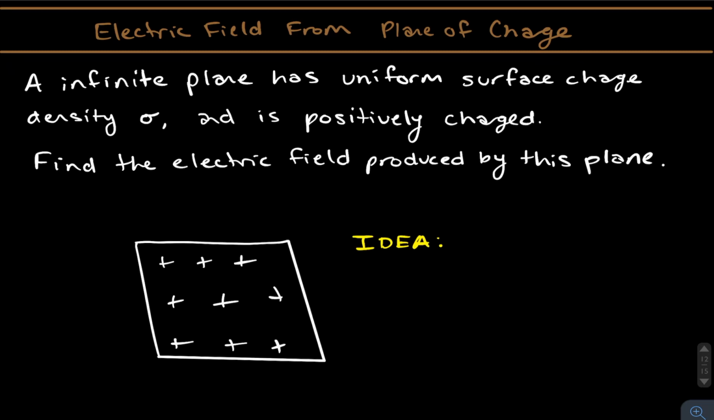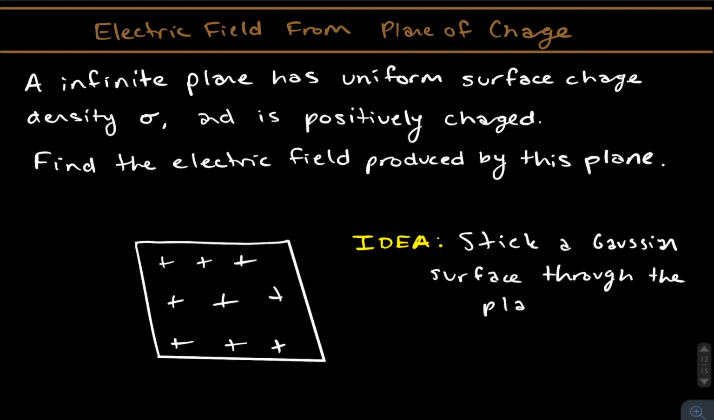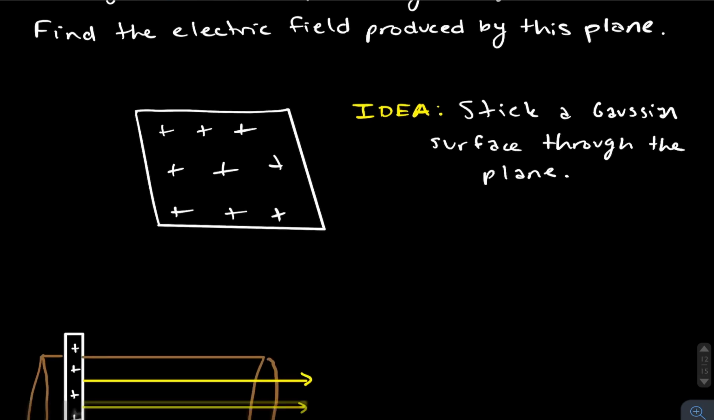Find the electric field produced by this plane. Okay, so here's our plane right here, and here's the idea of what we're about to do. We're actually going to end up sticking a Gaussian surface through this plane. We're going to be sticking a cylinder through this plane, and it's going to be a lot nicer than a sphere, and I'm going to show you why.